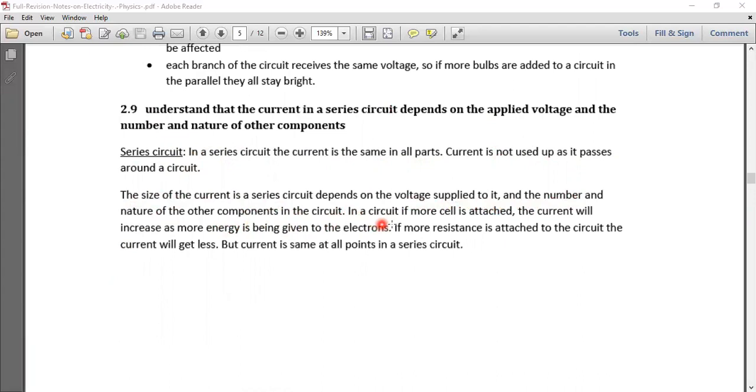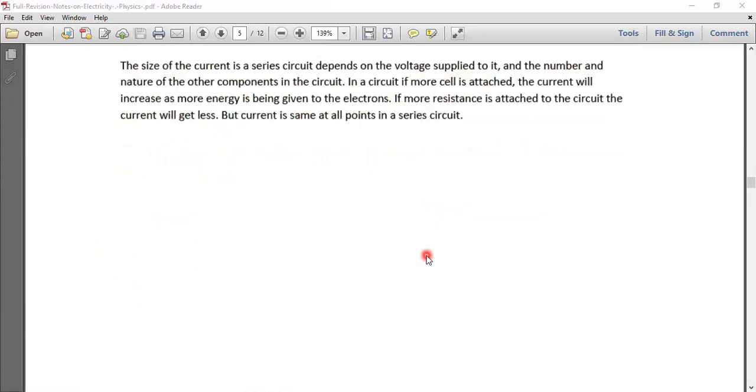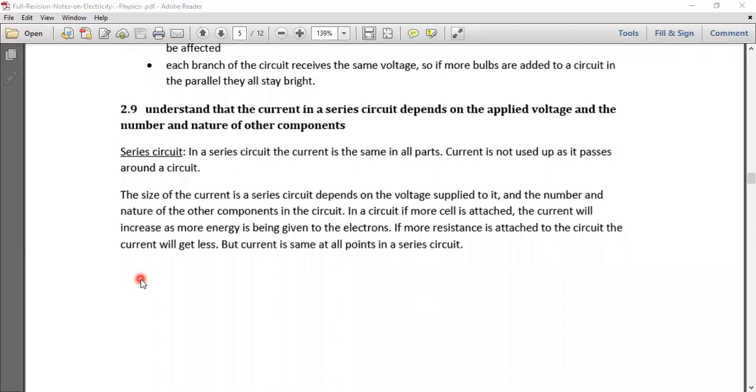In a circuit, if more cells are attached, the current will increase as more energy is being given to the electrons. The more resistance added to the circuit, the less the current will get, but the current is the same at all points of the circuit. Okay, so in a series circuit, all the components will receive an equal amount of current and the voltage will be shared.